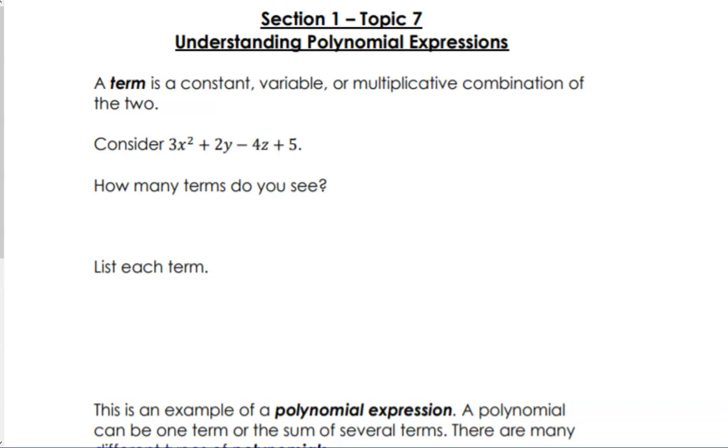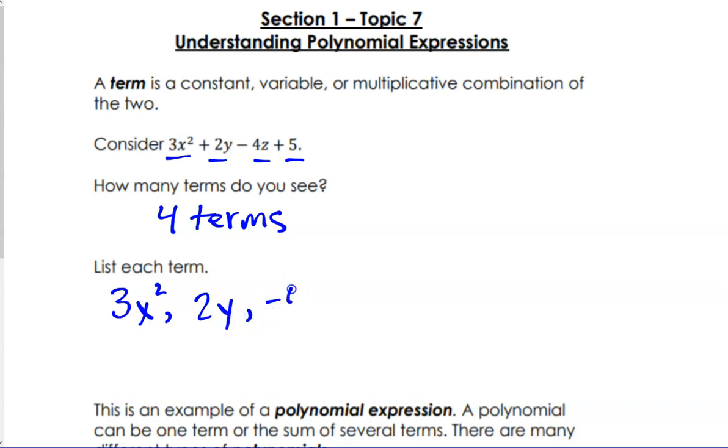So if we look at 3x squared plus 2y minus 4z plus 5, how many terms do you see? Terms are pieces. So how many pieces of this equation do you see? We have 4 different pieces, or 4 terms. Those terms are 3x squared, then 2y, then negative 4z, that sign comes with it, and then 5. Notice in between each term there was a plus or a minus sign that shows us that they're separated.